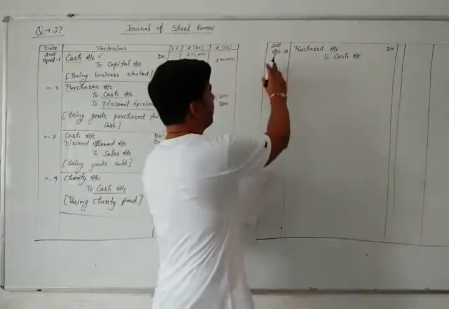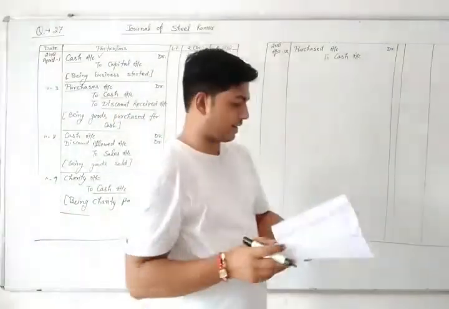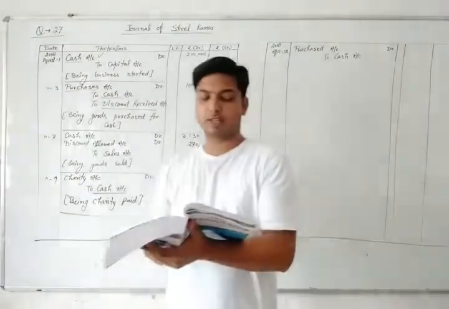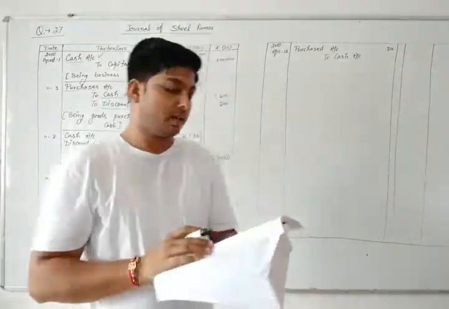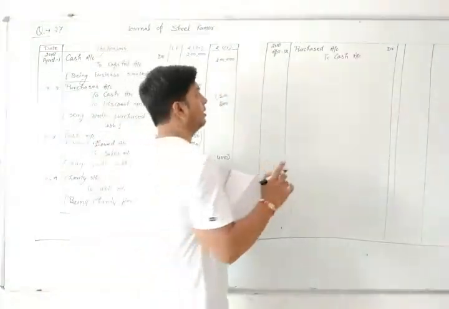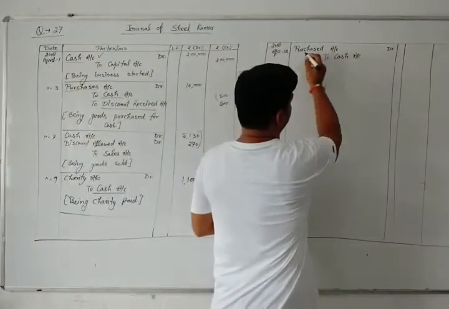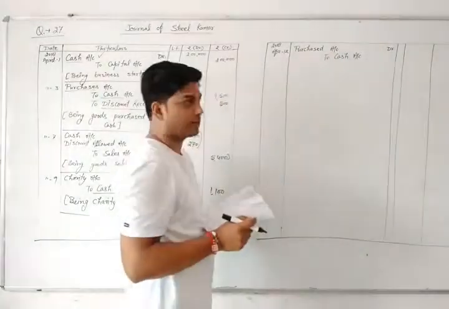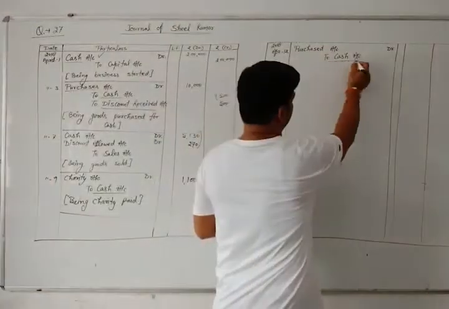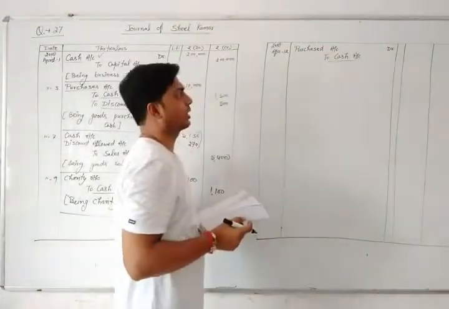On the date April 12, 2018, the transaction is given here: purchased goods from Ram for cash. The entry transaction is made in cash. So purchases account debit, because goods comes into the business, it is debited, and what goes out from the business, that is cash. So cash is credited.